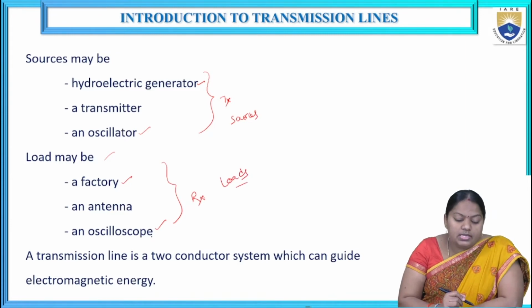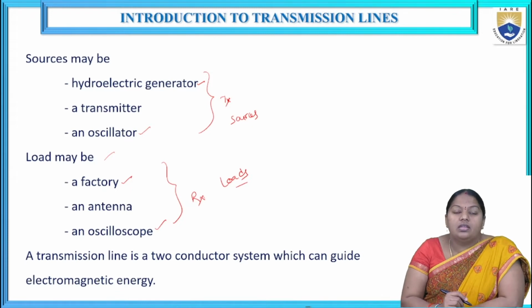Okay, so basically a transmission line is a guided conducting structure which is able to transmit electrical energy from a source to a load. So here are some examples for sources and loads. Then based upon that we can define, in short, a transmission line as a two conductor system which can guide electromagnetic energy, right?